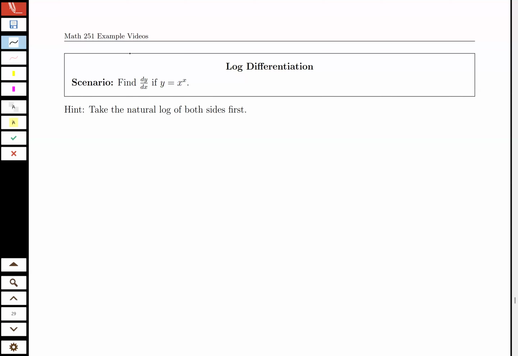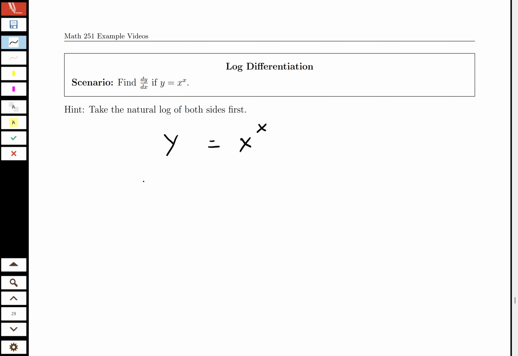Let's say I want to take the derivative of x to the x, and I want to find dy/dx. The problem is, I don't know if this thing is an exponential or if this thing is some sort of power. I've got a variable to a variable, and I've not really seen anything like that before. So one strategy when you're stuck with these exponents to exponents kind of thing is we can use logarithms.